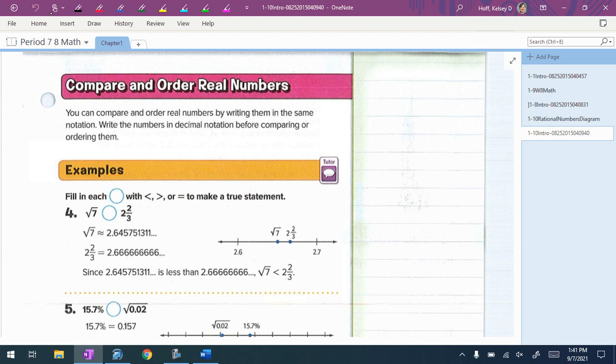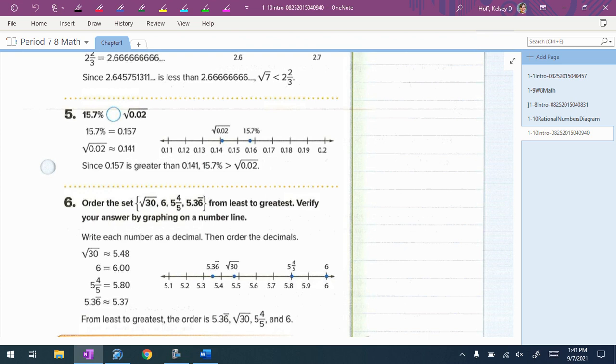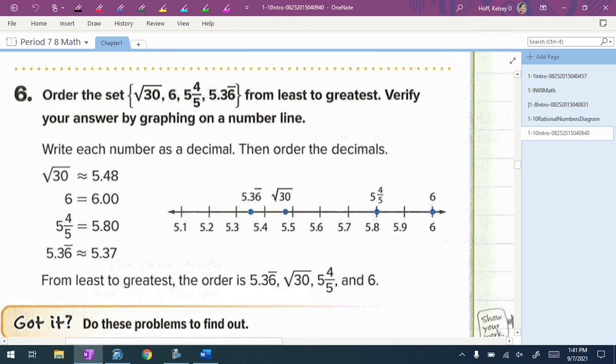So what they did here is they were just comparing two numbers. They found the square root of 7, wrote out the decimal, found 2 2/3, and then you can compare your place value. And they do the same thing on 5. Most of your homework is going to look like problem number 6. Not most, all of it.